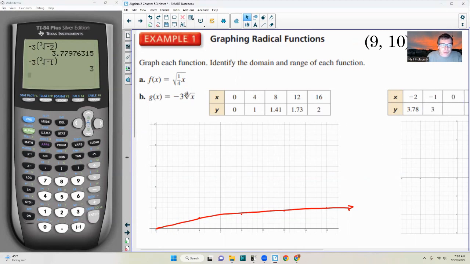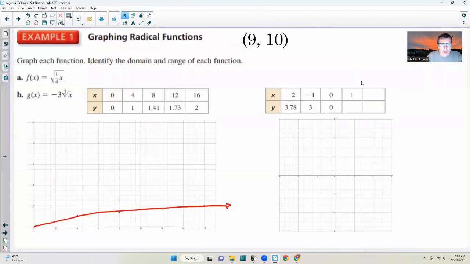Next one I will do is 0. Cube root of 0 is 0. 0 times -3 is simply 0. And the next value I'm going to choose is 1. And the cube root of 1 is 1, times -3 is -3. And then finally 2. If I put 2 in, I get the cube root of 2 times -3, which would be the negative of this, which is -3.78.